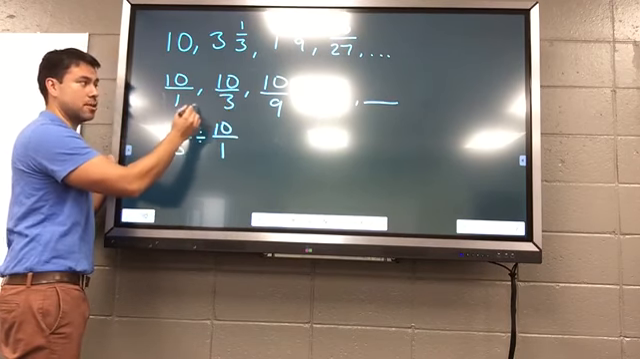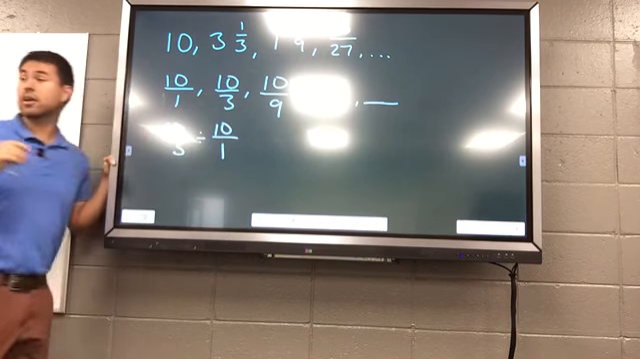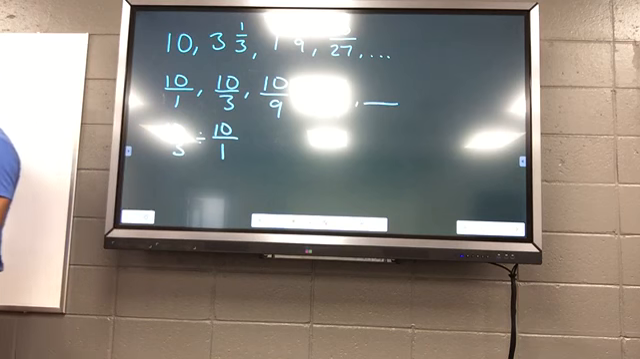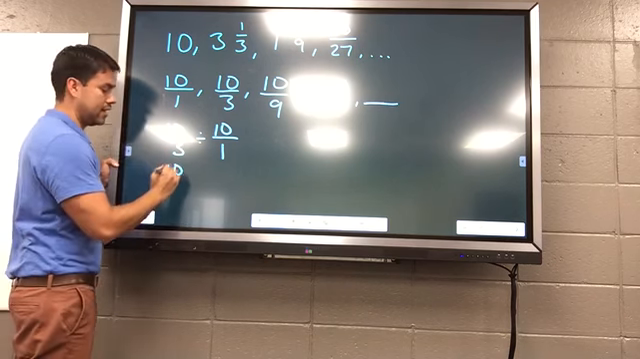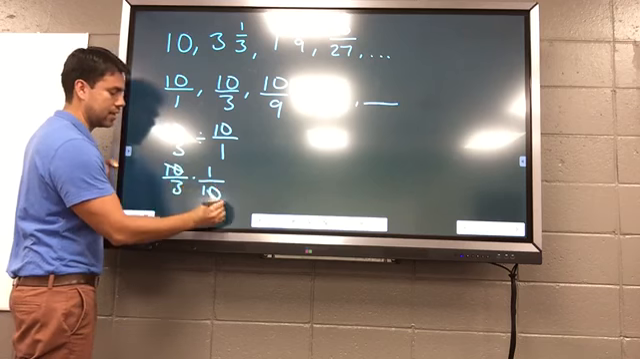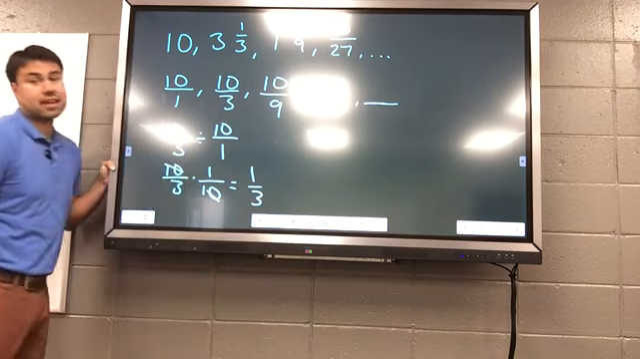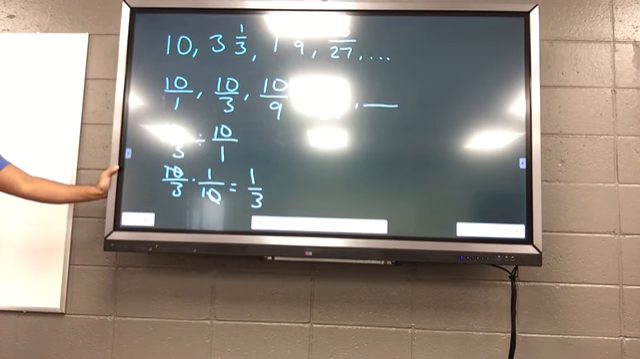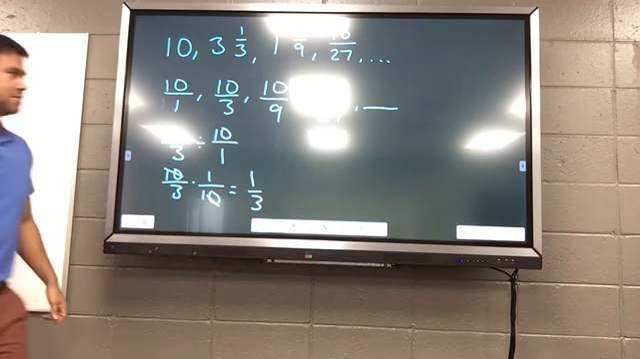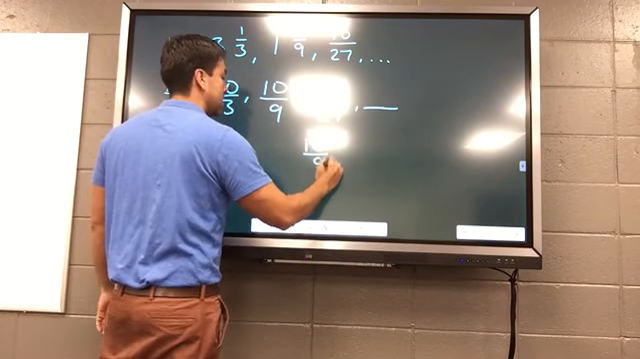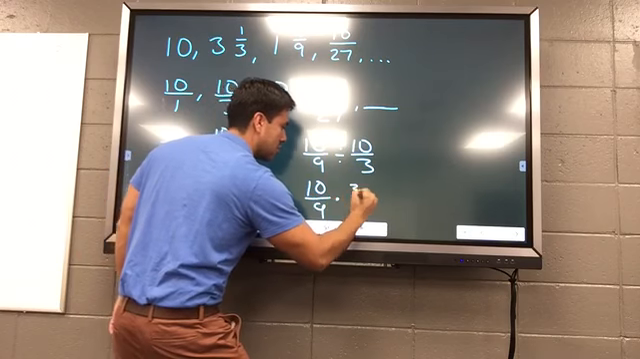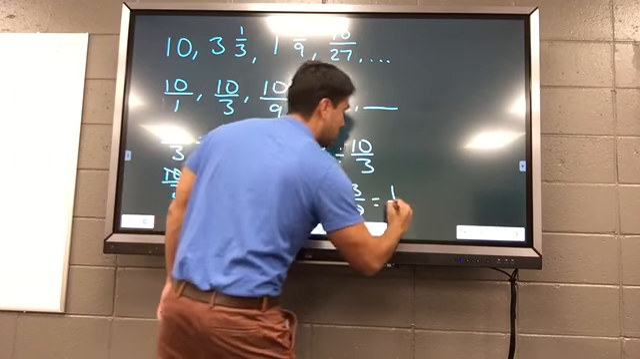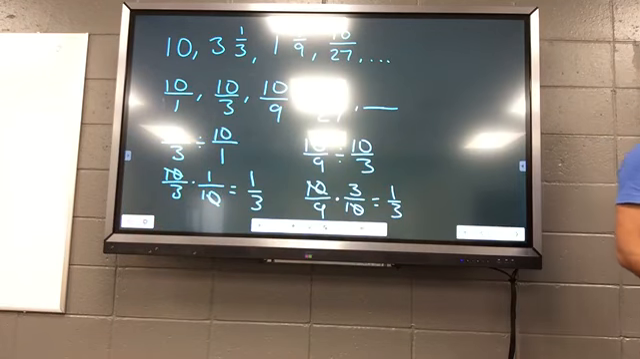This is geometric now. So I try subtracting because I want to see if it could be arithmetic, and then I know, nope, it's not that. So then I go to geometric where I divide. 10 thirds divided by 10 over 1. It's stay, change, flip, cancel, cancel. I get 1/3. Is that a common ratio? I don't know right now. How do I figure it out? I'll do 10 ninths divided by 10 thirds. Stay, change, flip. Oh, I get the same ratio.